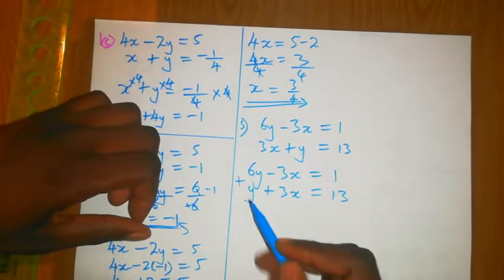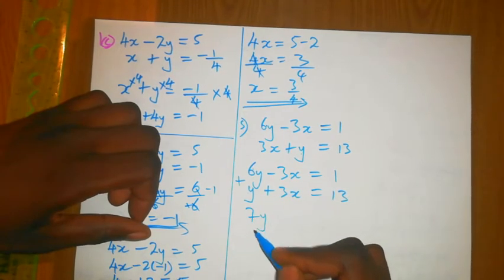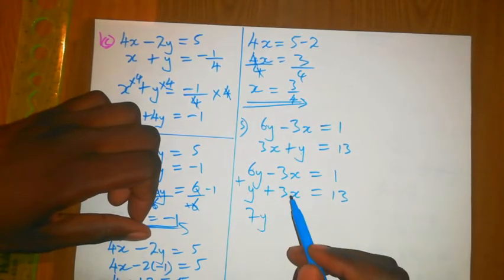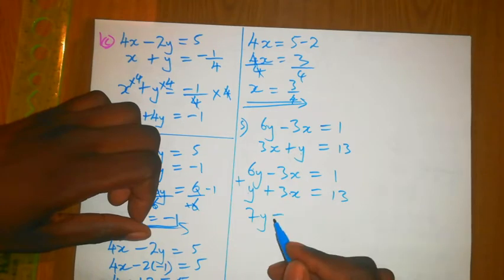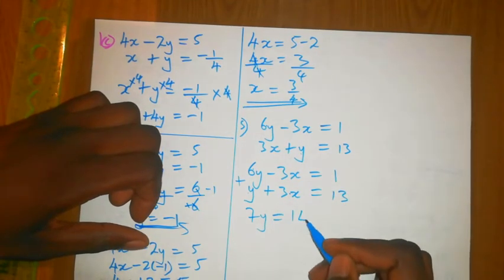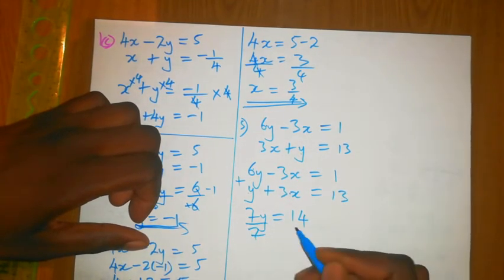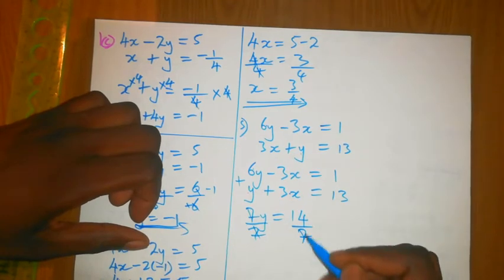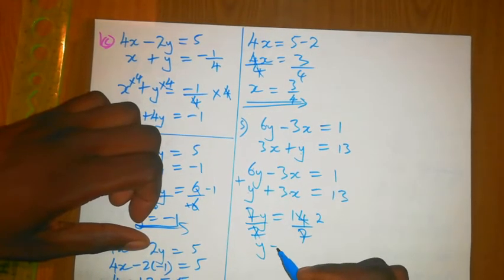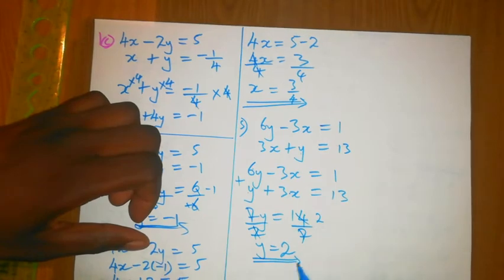It's now 6y plus y is equal to 7y, minus 3 plus 3, that's a 0. So it's equal to 1 plus 13 is 14. Divide by 7, divide by 7. So my y is equal to 2. I'm done with the y.